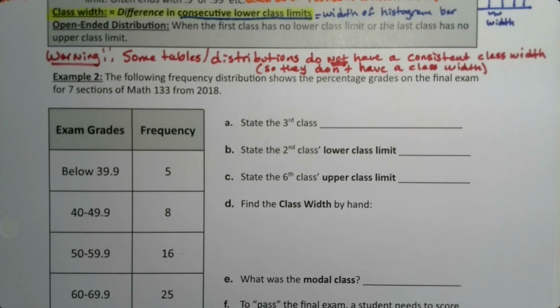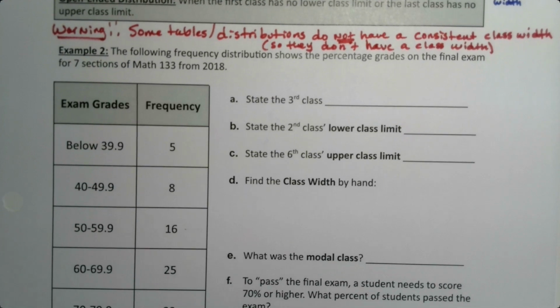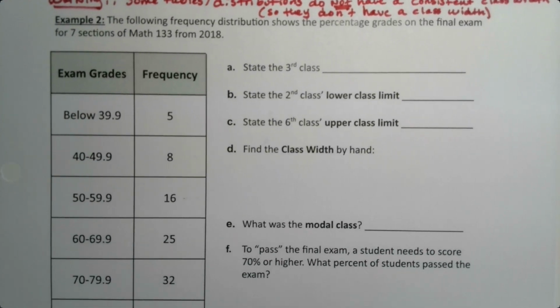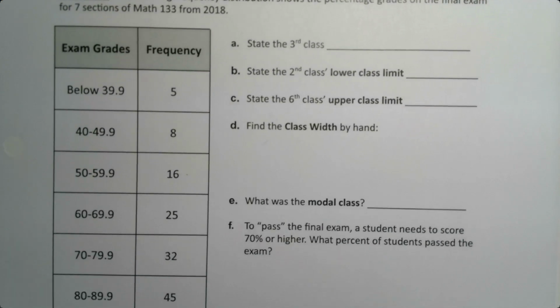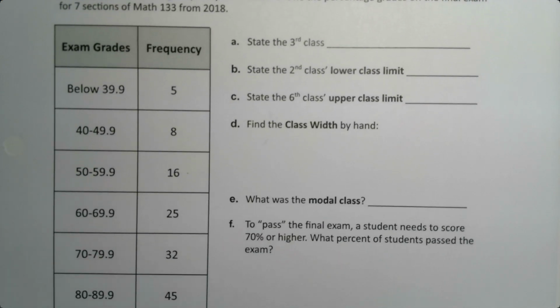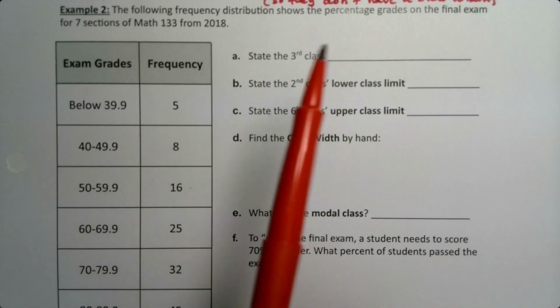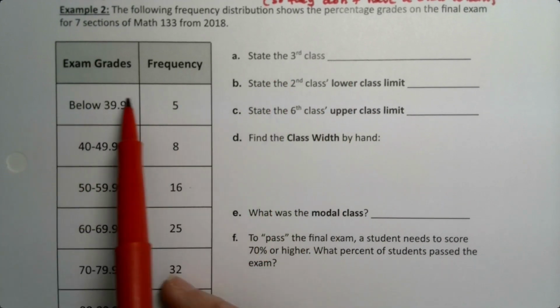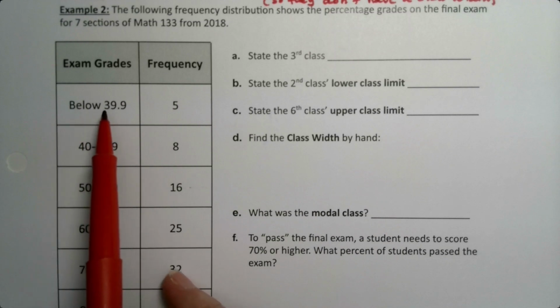That sometimes happens. All right, so the following frequency distribution shows the actual grade percentages on the final exam for 7 sections of Math 133, in case you're interested. This was from 2018, so this is a while ago. All right, so let's look at classes. I said the classes are the bins. So this is the first bin, right? It's this row right here, and that's its frequency.